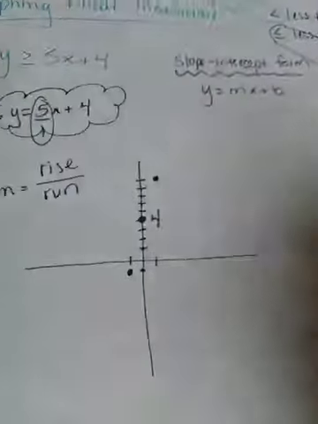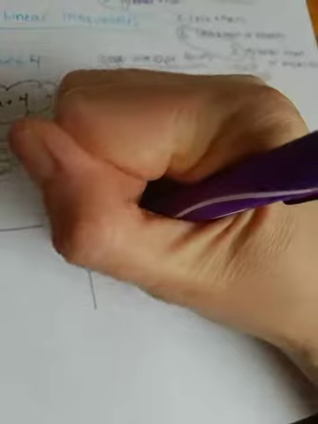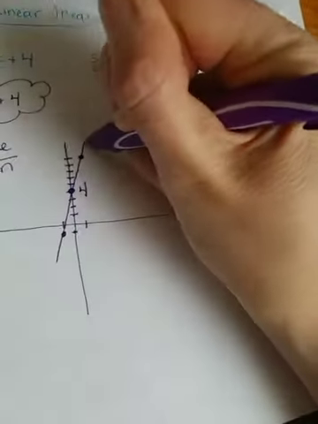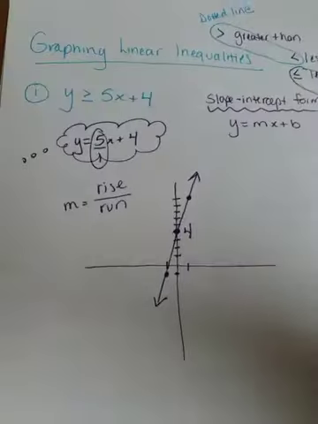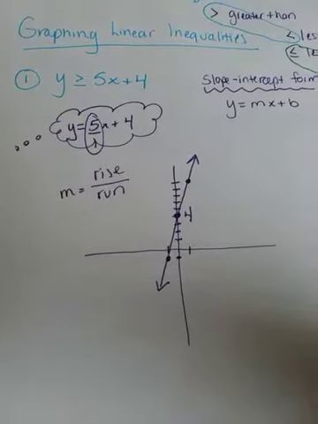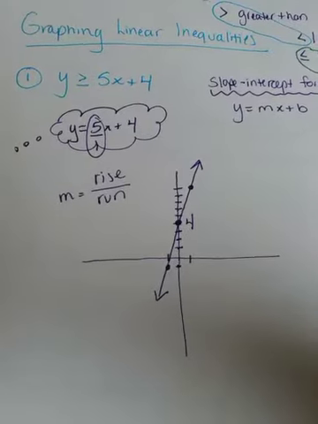So because in my problem I had a greater than or equal to, that means I'm going to have a solid line. So you're just going to draw in your line just like you always have. And so you might be like, well, how's this any different than what we've done before? Just give me 1 minute and I will finish the problem.